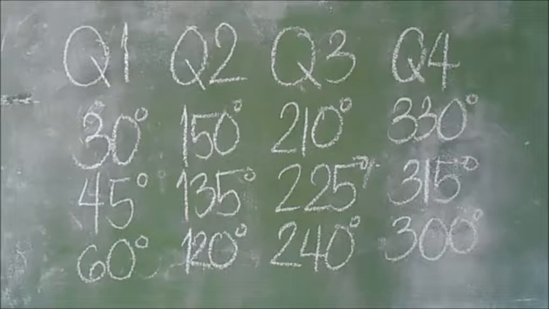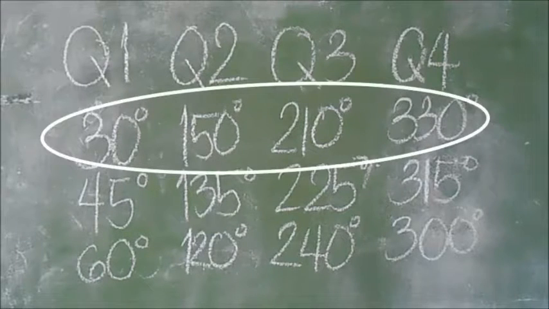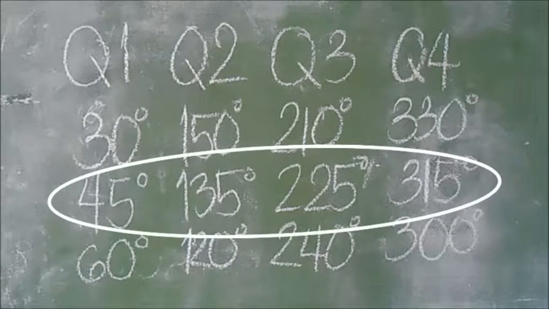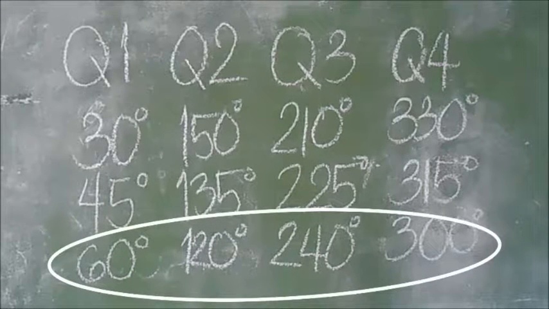Now if you look at the angles in a horizontal way, we will find out which angles have the same values though they differ in signs, whether they are positive or not. 30 degrees, 150 degrees, 210 degrees, and 330 degrees have the same values. 45 degrees, 135 degrees, 225 degrees, and 315 degrees have the same values. And the 60 degrees, 120 degrees, 240 degrees, and 300 degrees also have the same values.